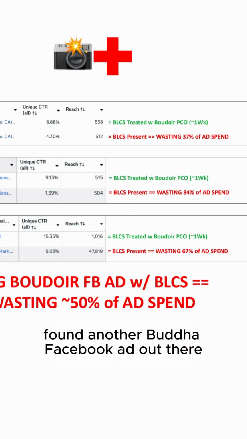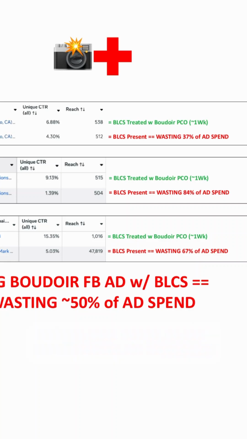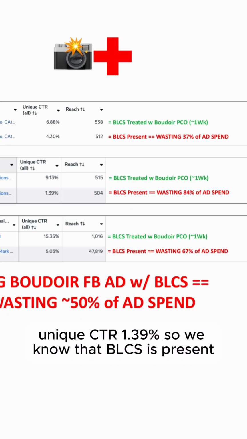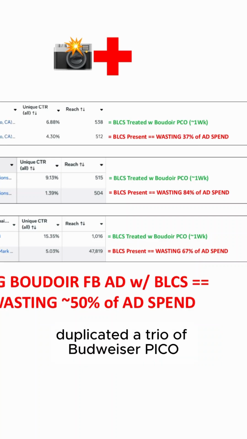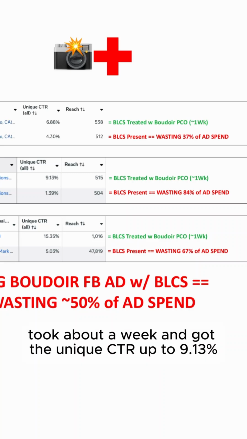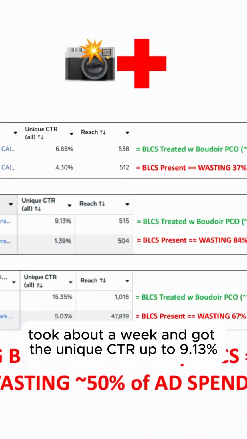Second part of my residency, found another Boudoir Facebook ad out there. Unique CTR 1.39%, under 6%, so we know that BLCS is present. Now we duplicated it, treated with Boudoir Pico, took about a week, and got the unique CTR up to 9.13%.